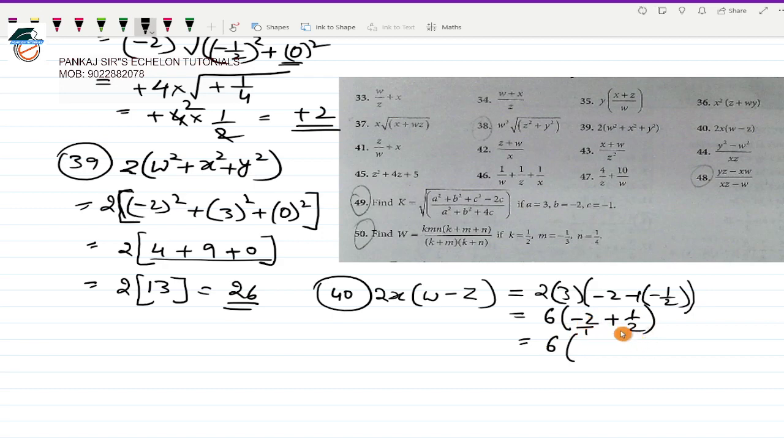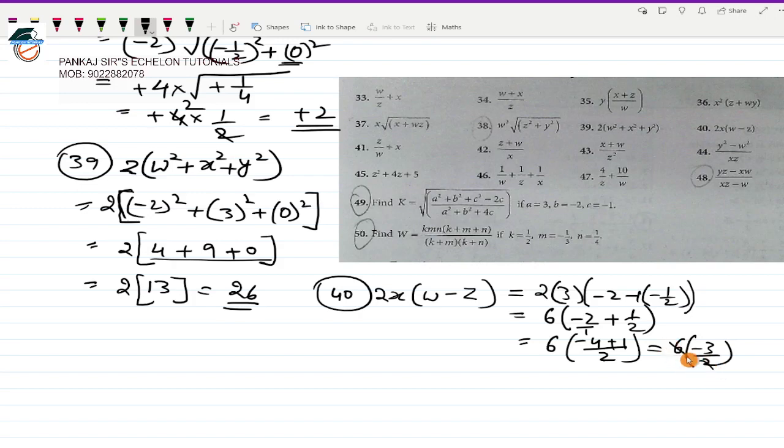Now these are two fractions that can be added in many ways. The best way is LCM. So the LCM of 2 and 1 is 2. Then 1 into how much is 2? 1 into 2. So that 2 you multiply with this minus 2, so it will become minus 4. 2 into 1 is 2, so that 1 you multiply with this 1, so it will be plus 1. So you will get the answer as 6 bracket minus 4 plus 1 is minus 3 upon 2.